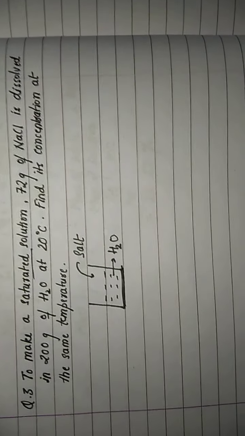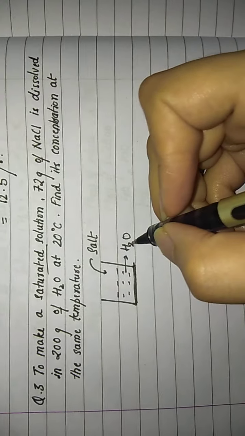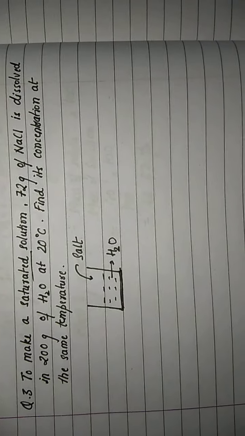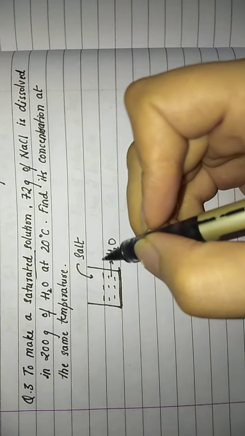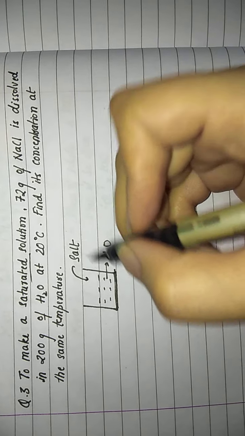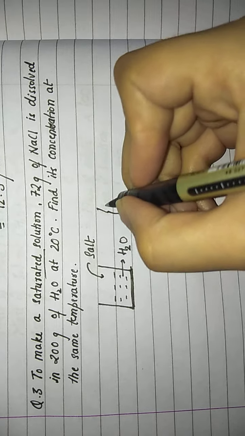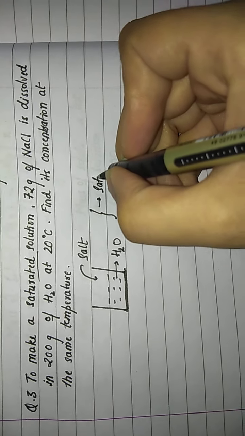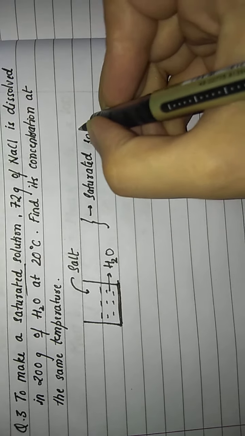But there will be a stage. A stage will come, dear, where the salt will stop dissolving in water. Right, there will be a stage when the salt will stop getting dissolved in water. When you add so much salt that it stops dissolving, that solution is called a saturated solution.